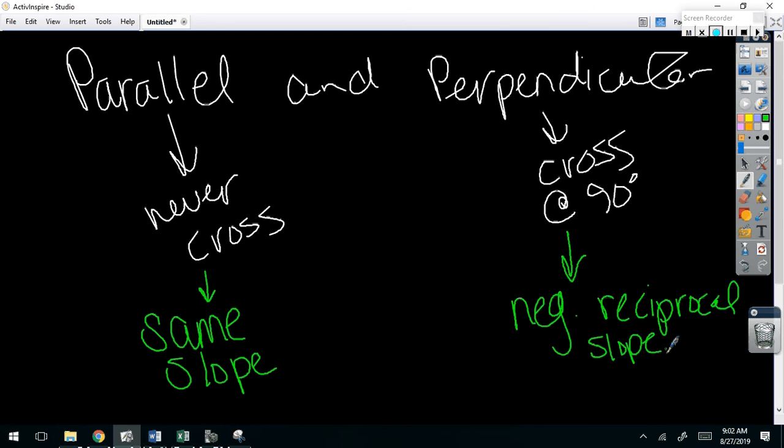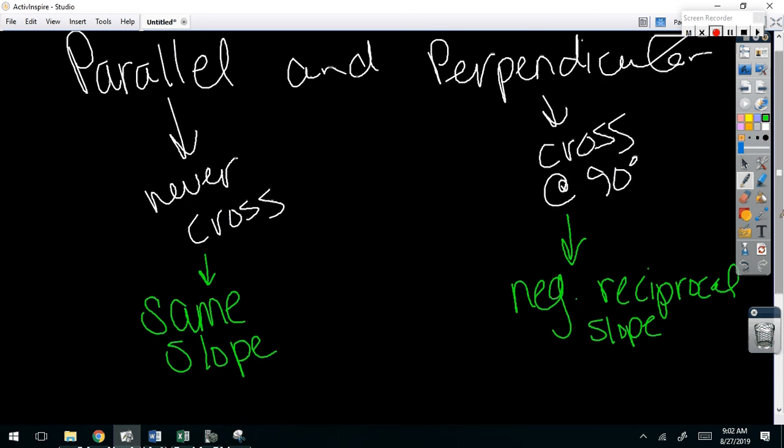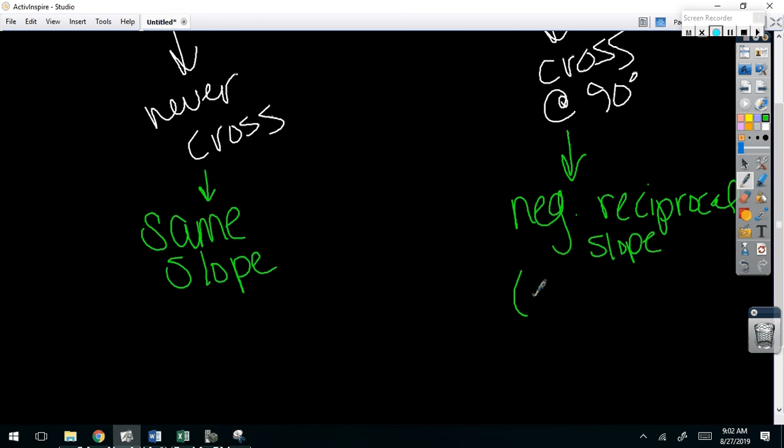So I always tell my students to flip the fraction and switch the sign. Flip and switch. Flip and switch.